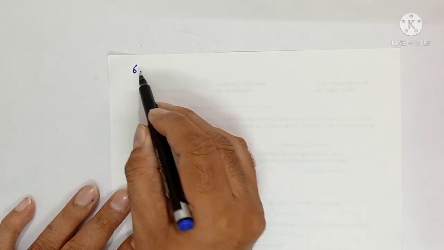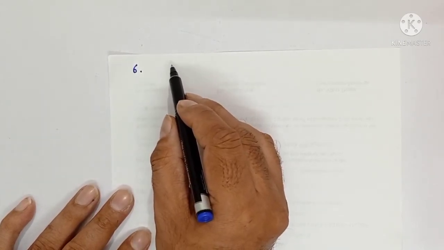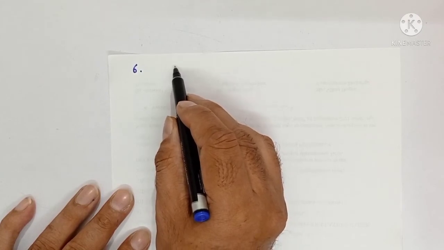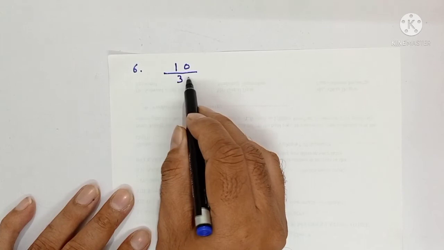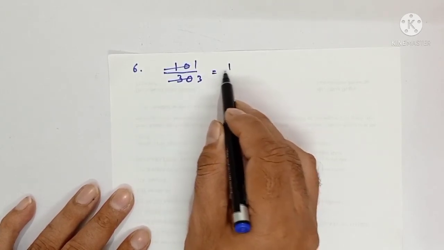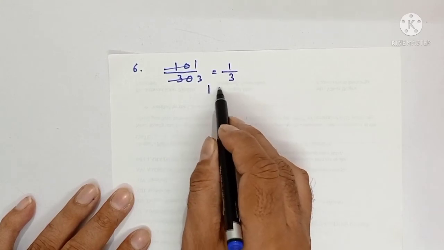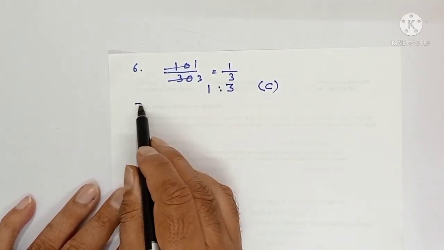Question number 6 of this sample paper. It is the ratio of 10 km per hour to 30 km per hour. So 10 upon 30 you will do. 10 ones are 10 and 10 threes are 30. It is 1 over 3. And if I have to write in ratio form, it is 1 ratio 3. C option will be there.